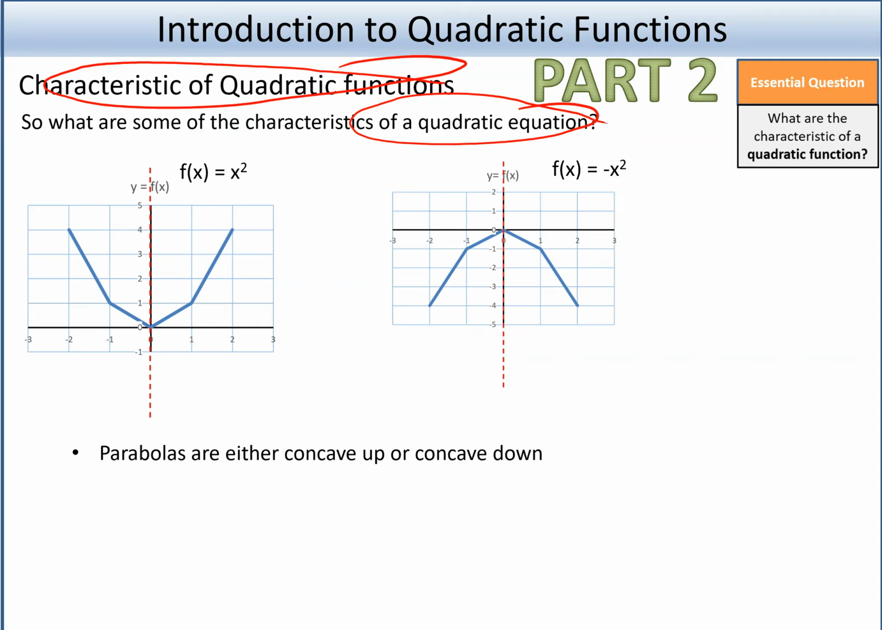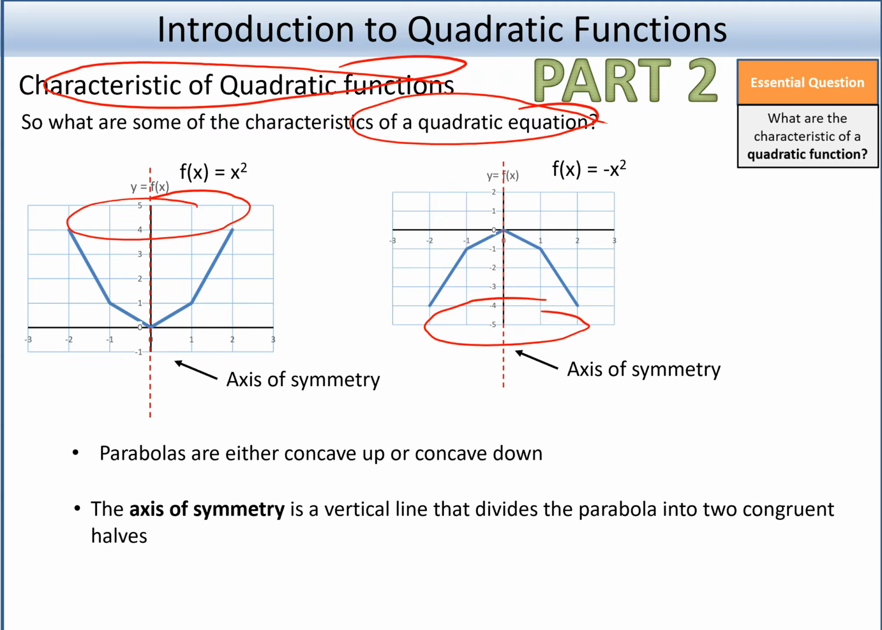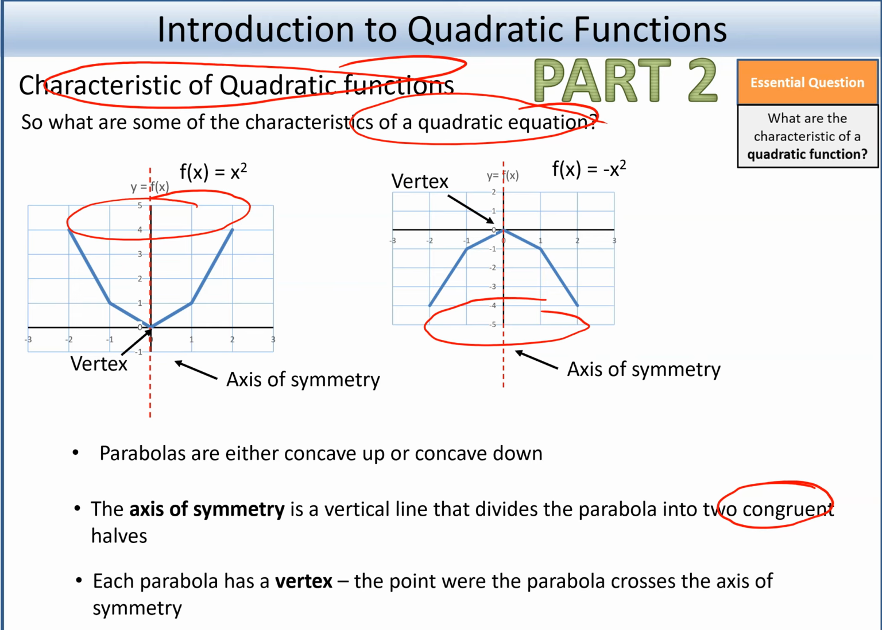We know that parabolas are the names of the graph of a quadratic function. And they're either concave up or concave down, meaning they're open. Concave up means it's open at the top, concave down, open at the bottom. The axis of symmetry is a vertical line that divides the parabola into two congruent or equal halves. And each parabola has a vertex, and that's the point where the parabola crosses the axis of symmetry. It's right there in the middle.